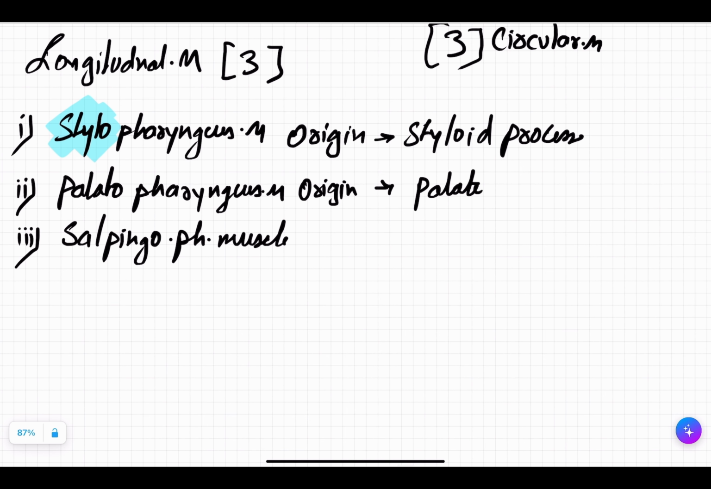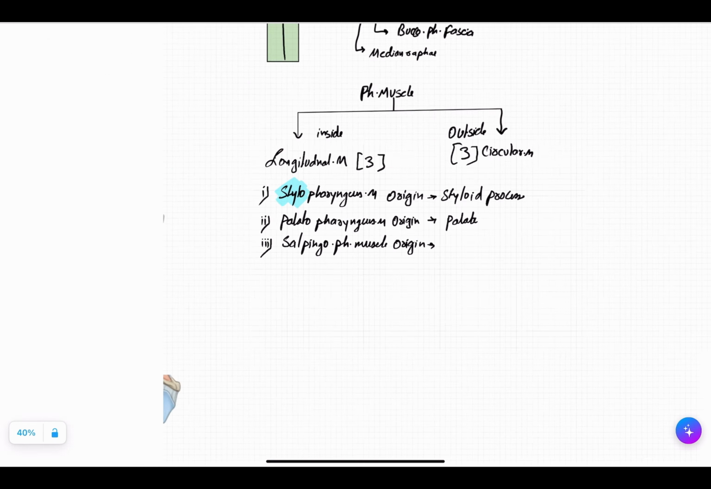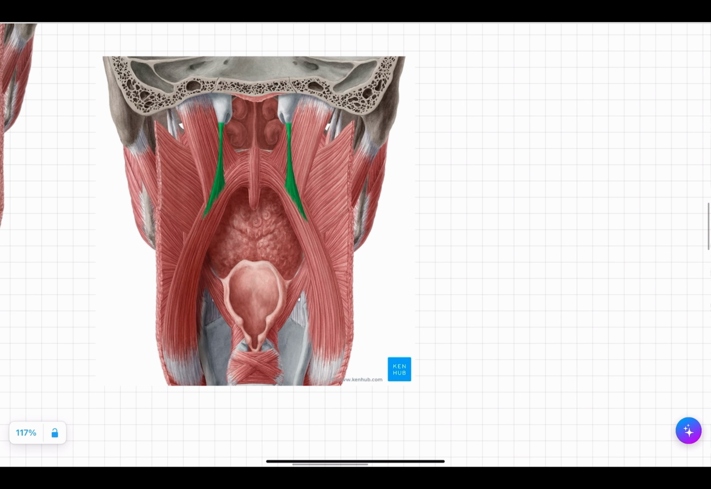Now, the third one is salpingopharyngeus. What is the origin of salpingopharyngeus? Salpingo means eustachian tube. So, you see here, you have the eustachian tube. What is the eustachian tube? A tube which balances the air pressure between your middle ear and your oral cavity. You might have felt the need of it when you go on an airplane. Your ears get very heavy and you start feeling slightly uncomfortable. That is because of the difference in the air pressure. So this eustachian tube helps in equalizing it.